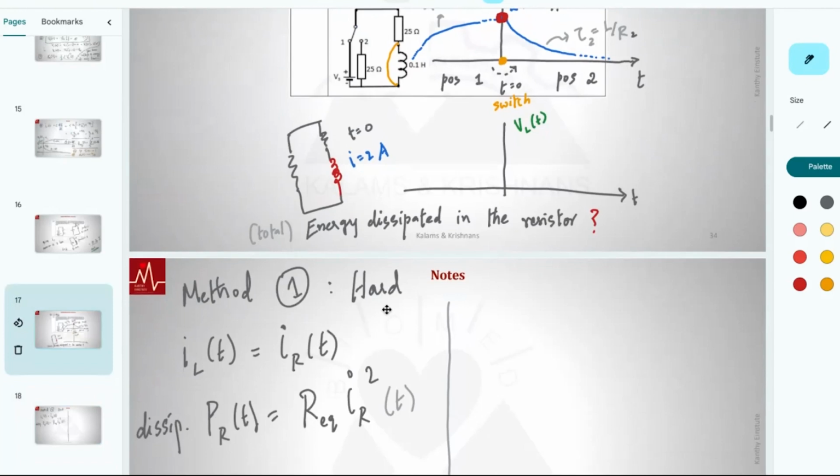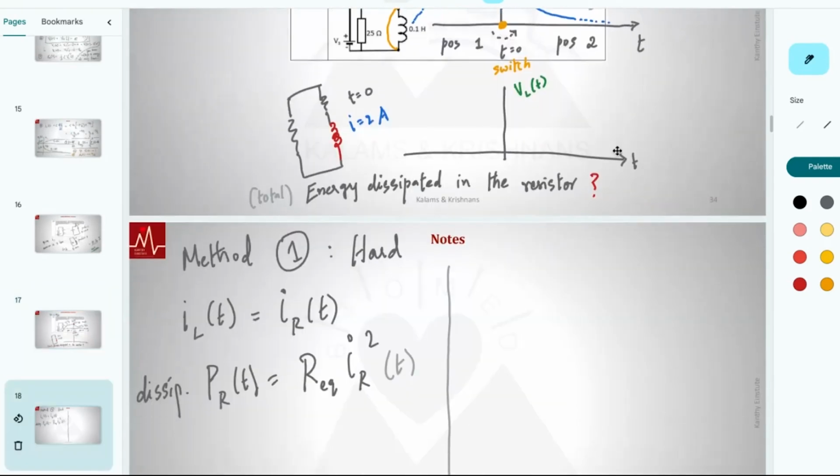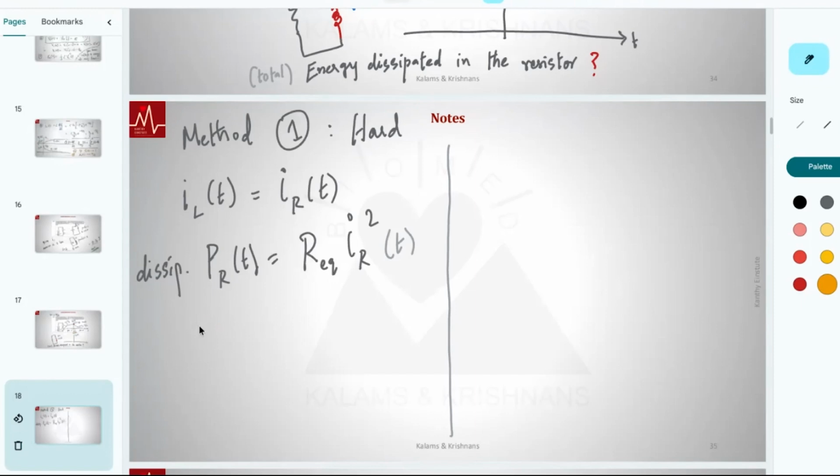So notice, if the current is decaying with a time constant of L by R2, e power minus t by tau 2, this power will be the square of that. Tau power will be tau current, right? They do have very different time constants. Voltage and current have the same time constant, that is tau. But power will have a different time constant, because of the square, this will be tau by 2. So you technically know power as a function of time. And these are simple functions.